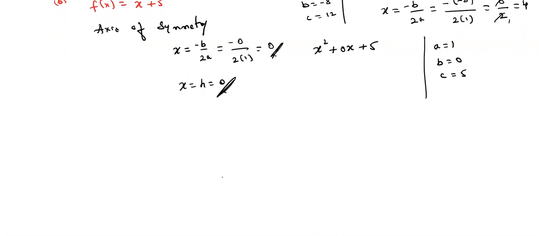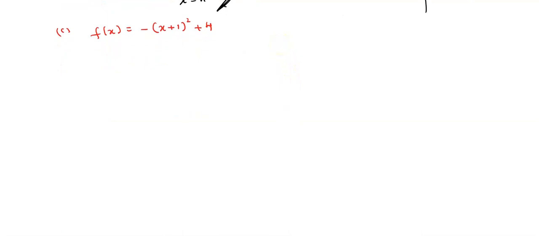Good. And one more case, if you want, I will solve. Similarly, you can solve n number of axis of symmetry of any of the equations. Done? Good. Now you can solve this case. F of x equals minus of x plus 1 whole square plus 4. Done? So what is the axis of symmetry of this equation? Let me see. It is not there in the standard form. First, let me convert that into its standard form.